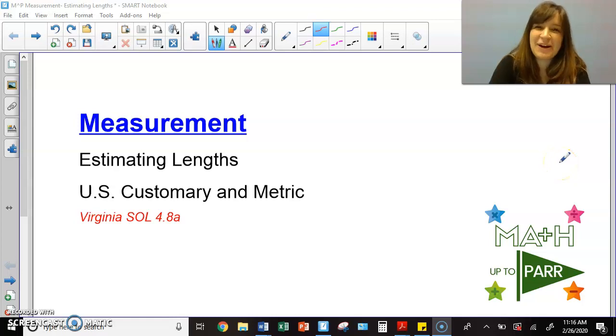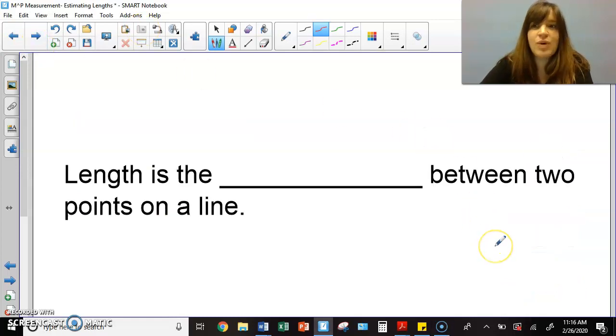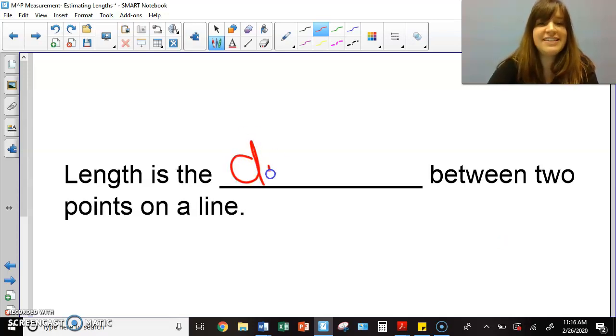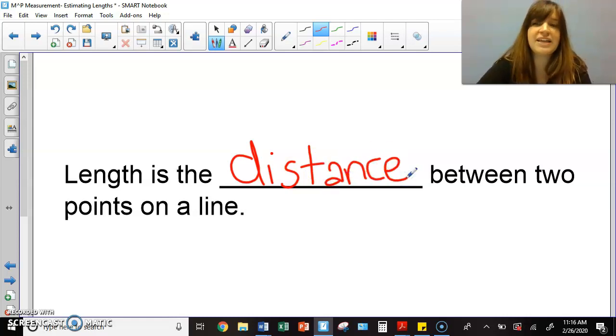Hi, this is Mrs. Parr, and on this episode of Math Up to Par, we are going to be talking about measurement, specifically about estimating lengths in both U.S. customary and metric units. So let's look at what length is. Length is the distance between 2 points on a line. It is just measuring the place where it starts to the place where it stops.